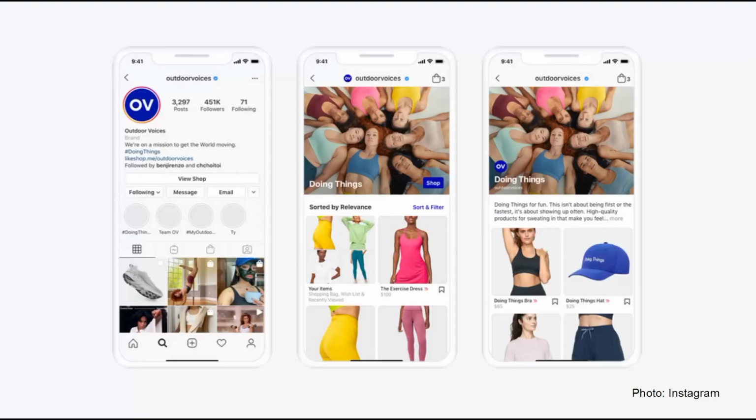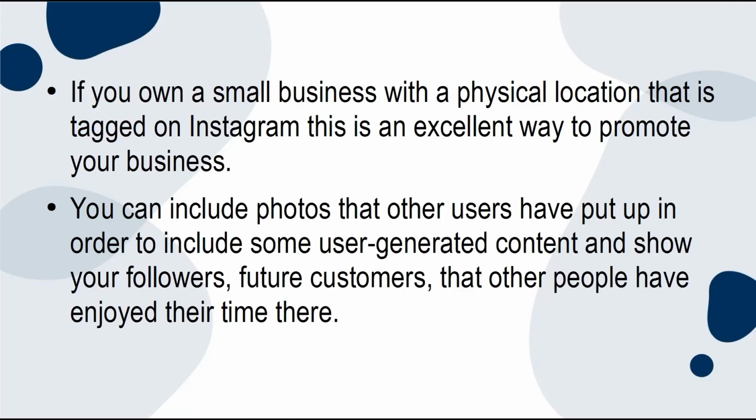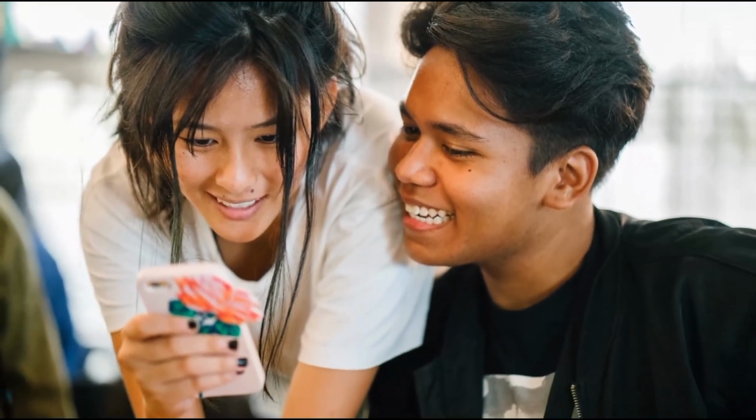You can also use specific guide features to recommend products that are tagged on the Instagram shop features as well as physical locations. If you own a small business with a physical location that is tagged on Instagram, this is an excellent way for you to promote your business. You can include photos that other users have put up in order to include some user-generated content and show your followers, future customers, that other people have enjoyed their time there. This is a way to amplify the word-of-mouth marketing that many businesses rely so heavily upon.